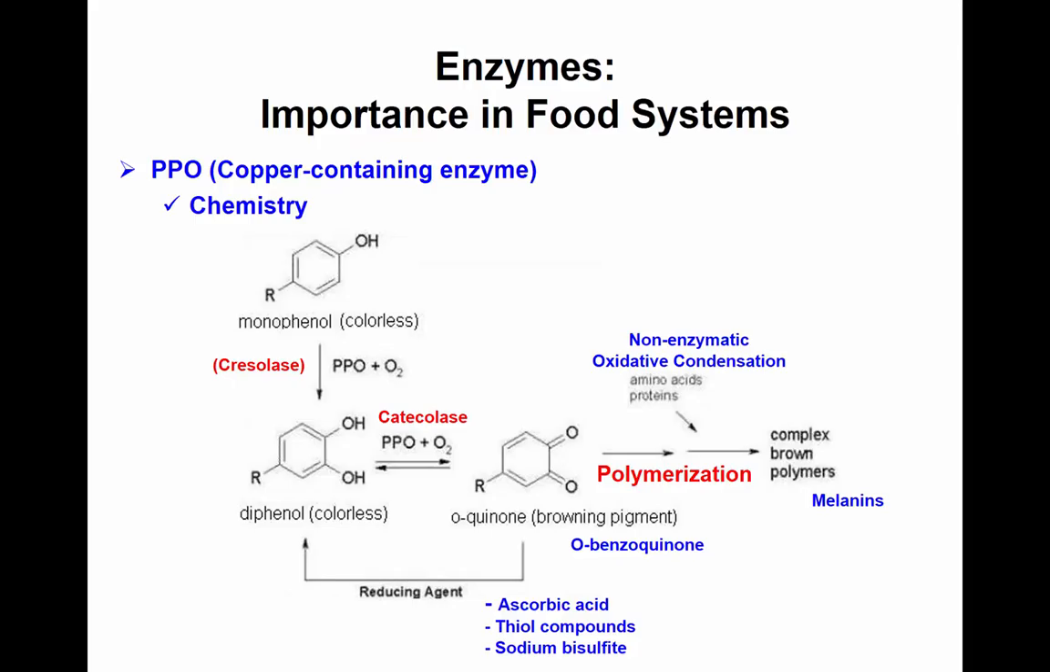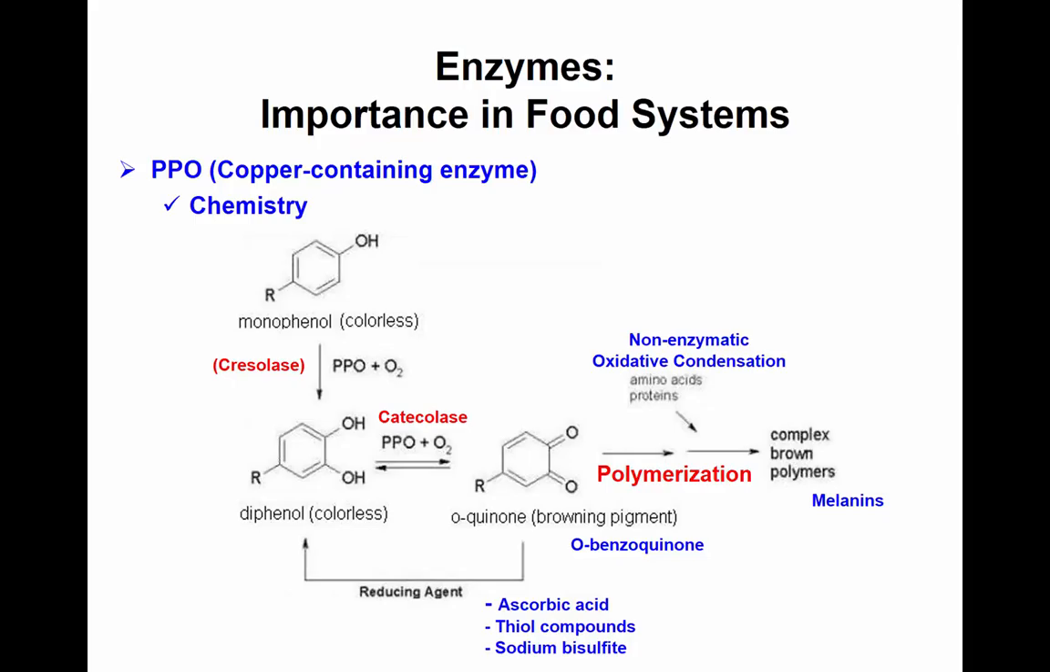So what's the chemistry of the reaction? Often you have the substrate present in the apple, let's say, or pear or potato or what have you. The substrate is often a monophenol. That means you have a phenol group, a benzene ring with an OH attached to an R group. That's the substrate. And then you have the enzyme in a separate compartment. Once the tissue is broken, when you cut an apple or cut a potato and expose it to oxygen, the enzyme is exposed to the substrate, and in the presence of oxygen, the reaction starts.